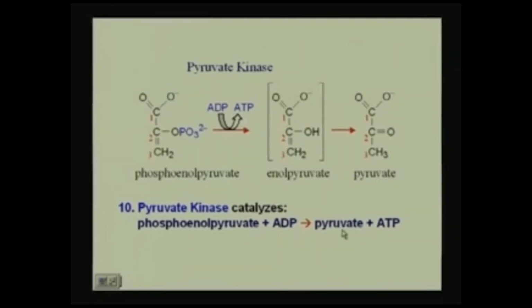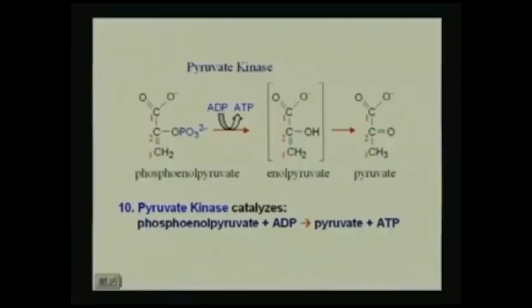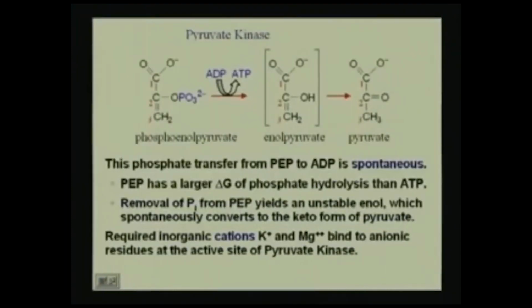Okay, so eventually we've broken down the glucose and we have finally formed pyruvate. This pyruvate is then later on going to go, through acetyl CoA, into the tricarboxylic acid cycle, and from there we will have the production of carbon dioxide and water, which we will see in a later class. Okay, now the phosphate transfer from PEP. What is PEP? Phosphoenol pyruvate. Transfer to ADP is a spontaneous reaction.